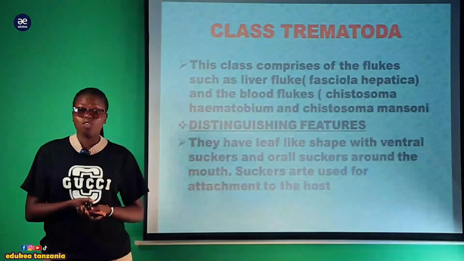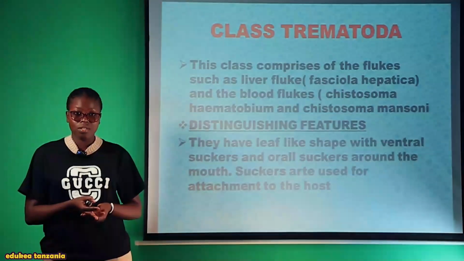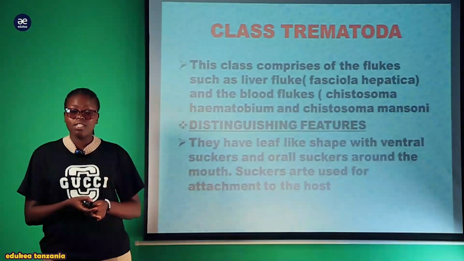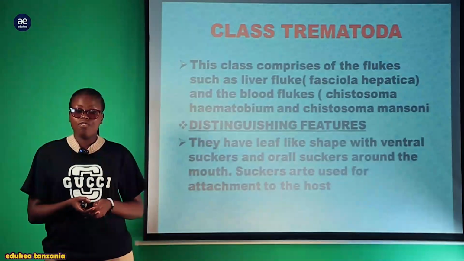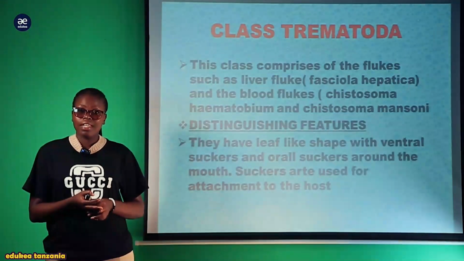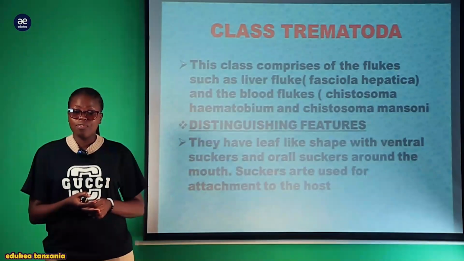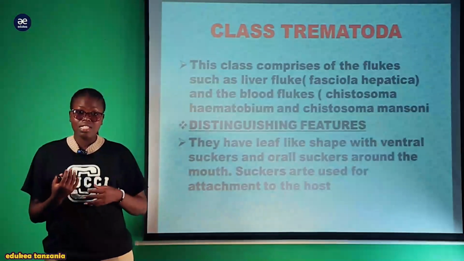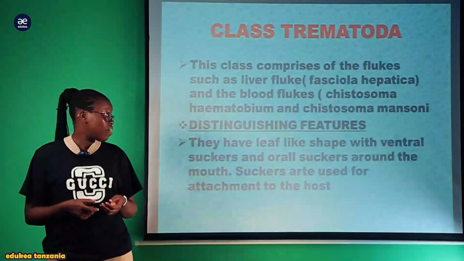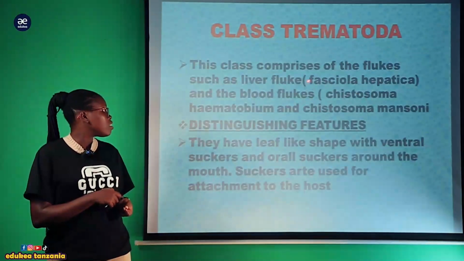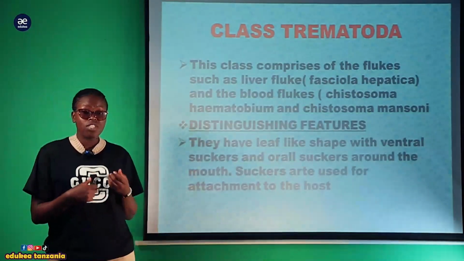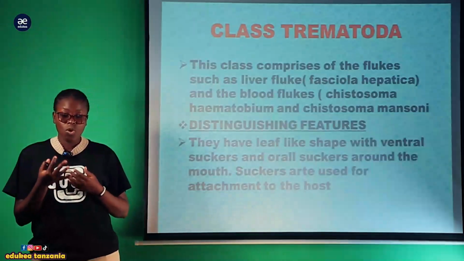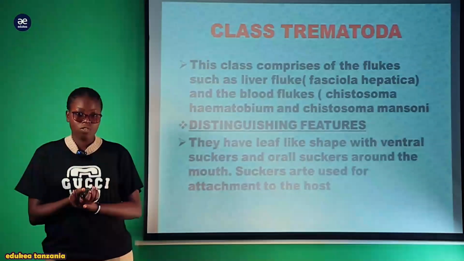These are endoparasites, meaning that these organisms invade or infect internally, or they are found within the body of the host. An example is the liver fluke, meaning that these are worms found within the liver. Also there are blood flukes, which are found within the blood vessels. So they occupy the internal part of the host.